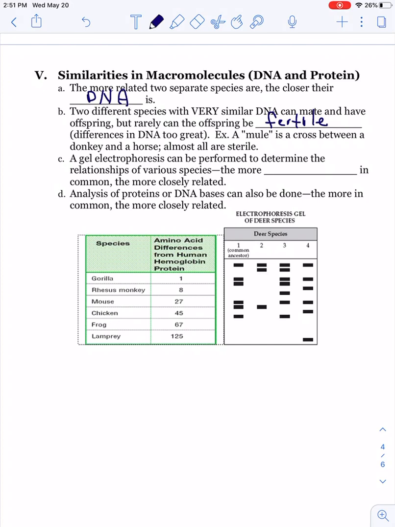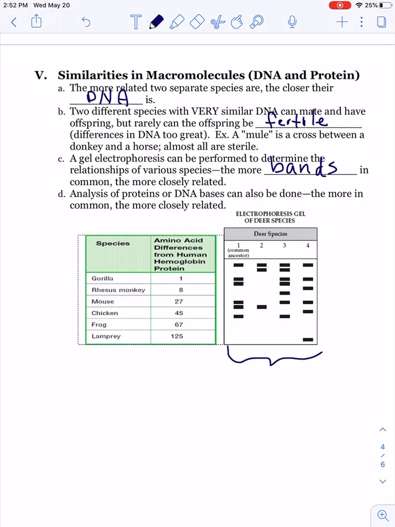Now that you guys know about gel electrophoresis and banding patterns, since we did that topic earlier this year, you hopefully remember that the bands represent pieces of DNA that you can cut up with restriction enzymes. And if you were to run a gel with different species, the more bands you have in common, the more closely related the organism is with another species. So you can run a gel electrophoresis to determine the relationships of various species. The more bands you have in common, the more closely related they are.